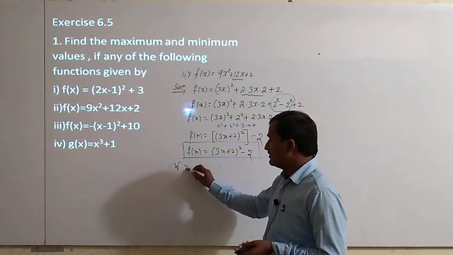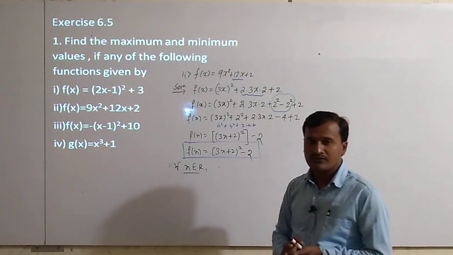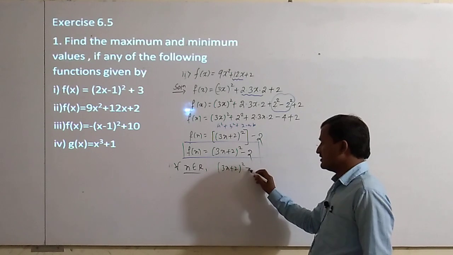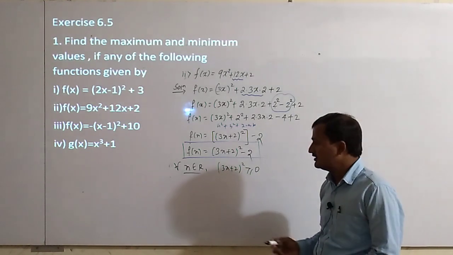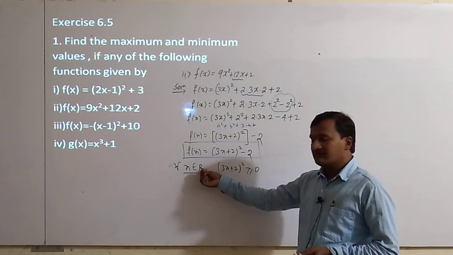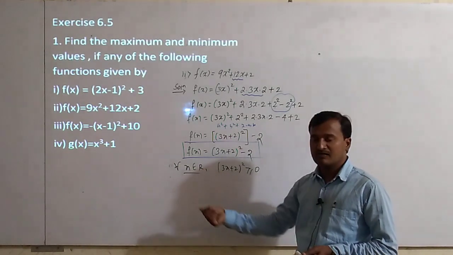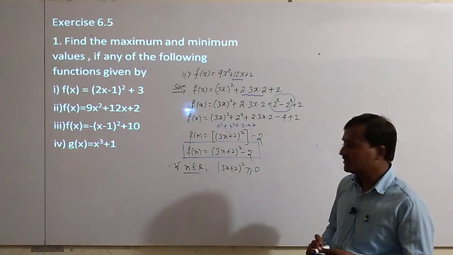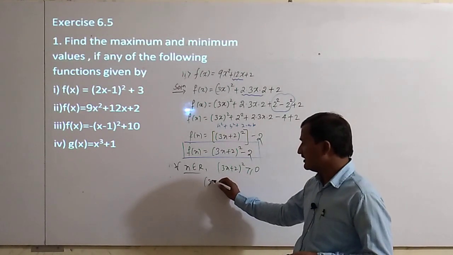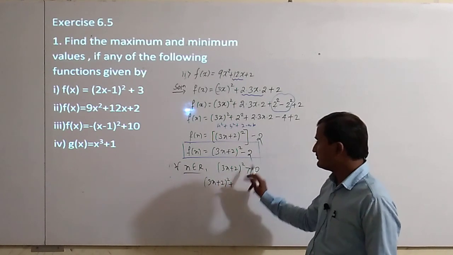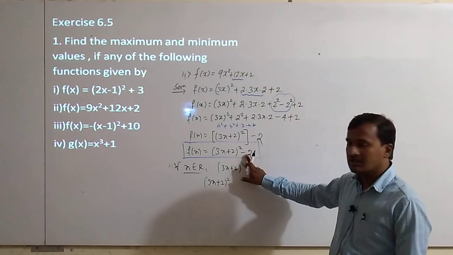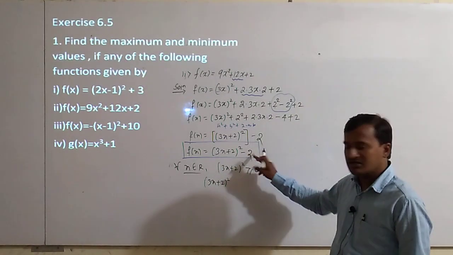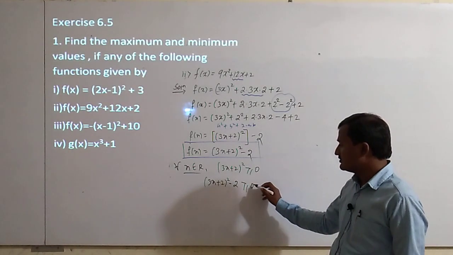Now for all x belongs to R, 3x plus 2 whole square is always more than or equal to 0. Is it right? So in the interval R, if you take any real number, 3x plus 2 whole square is always more than or equal to 0. Okay. Now here we will write like this: what is the value of f of x? 3x plus 2 whole square minus 2. I will subtract here 0 minus 2.